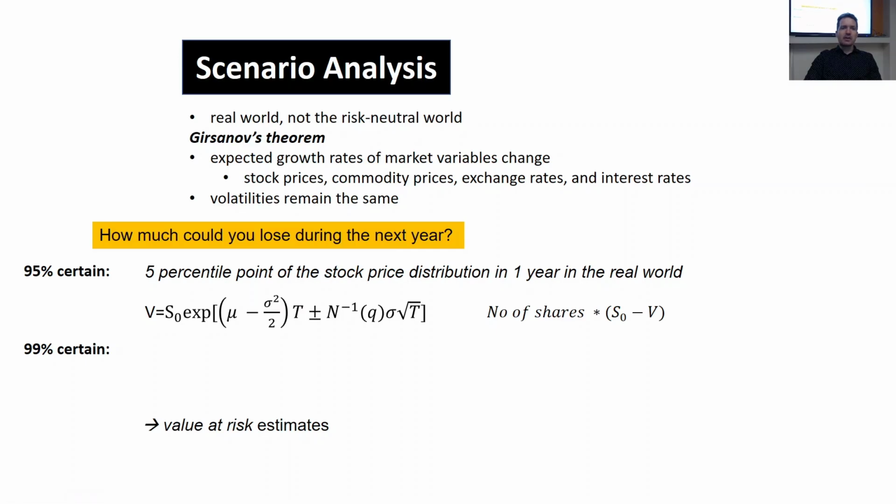Yeah. So in the real world and not in a risk-neutral world, there is Girsanov's theorem. It says that expected growth rates of market variables change, like stock prices, commodity prices, and so on, but volatilities remain the same. Yes, but we know that is not true.